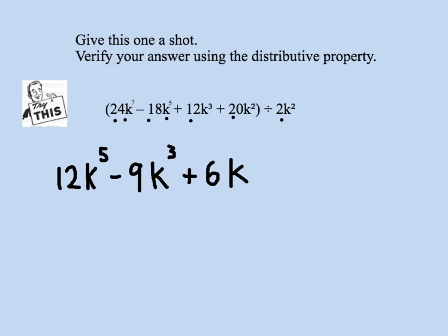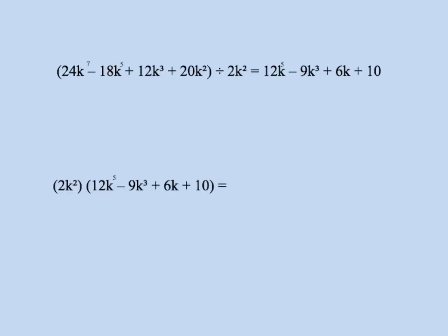20 divided by 2 was 10. K squared divided by k squared is 1. And we don't need to write that because 10 times 1 is 10. So there we have it. Our answer was 12k to the 5 subtract 9k cubed plus 6k plus 10. To verify your answer, you needed to take your quotient, multiply it by your divisor, and you should end up with your dividend.